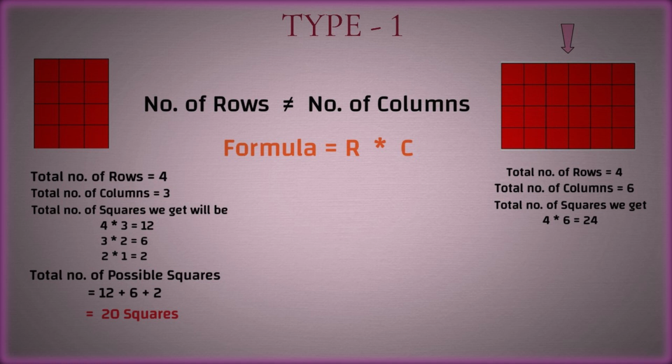Then, as we did previously, we keep decreasing the number of rows and columns one by one and keep multiplying the result and storing the product on the right hand side. So in next step we get 3 into 5 equal to 15. Similarly, 2 into 4 gives us 8. And finally 1 into 3 gives us 3.